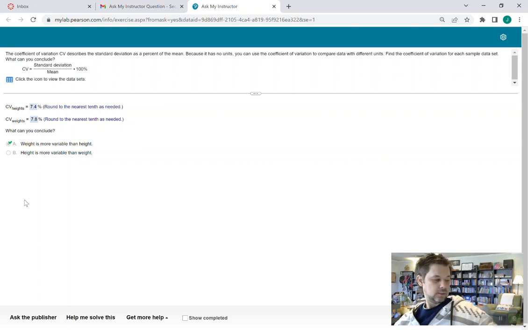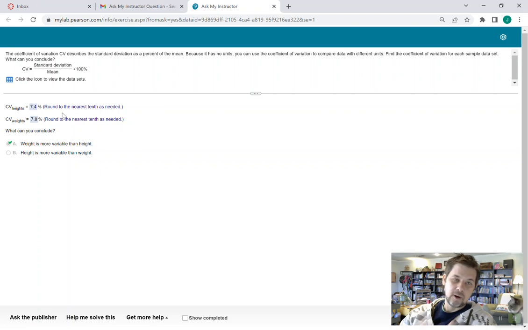Hello everybody. I want to take an opportunity to solve this problem where we're asked to calculate the coefficient of variation. I'll go into two levels of explanation on it. I'll tell you how it's done, how to use StatCrunch to help us out a little bit, and I'll tell you a little bit about why we approach this question the way that we do.